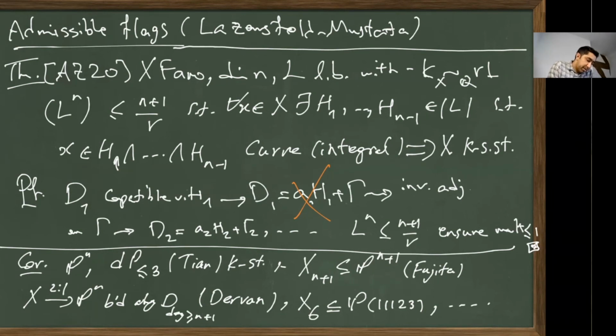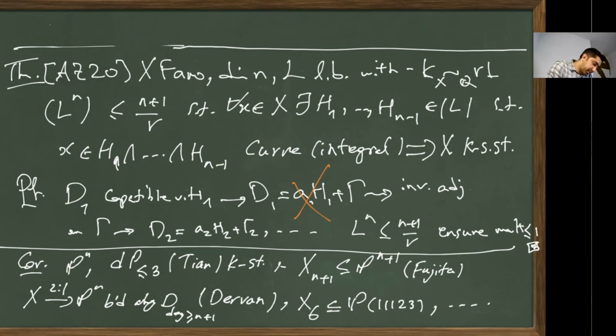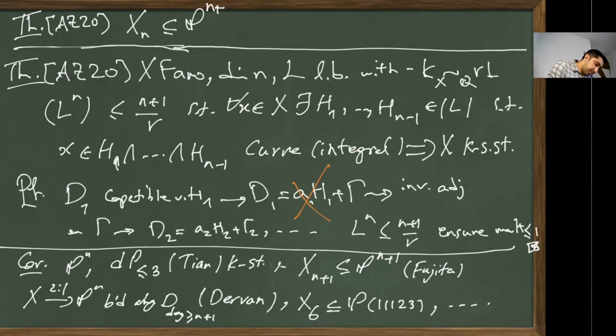Cool. Any questions on this? If not, I'm going to really use it like a blackboard, so I'm not going to go to the next page. And I would like to write a quick theorem. I mentioned this before, AZ20. So you take X_n in P^(n+1), smooth. It's going to be K-stable.